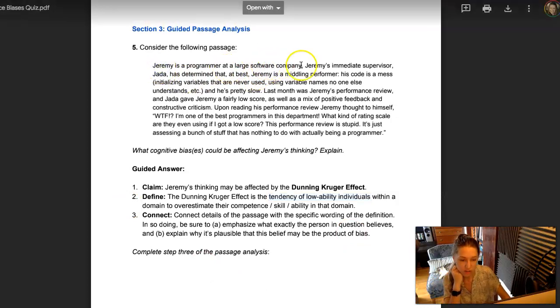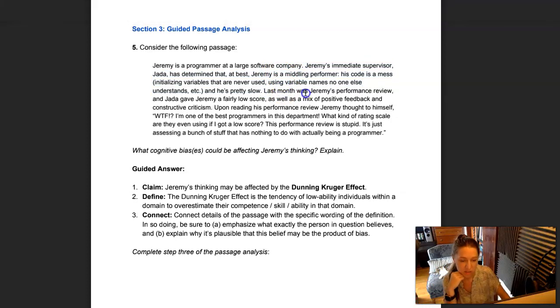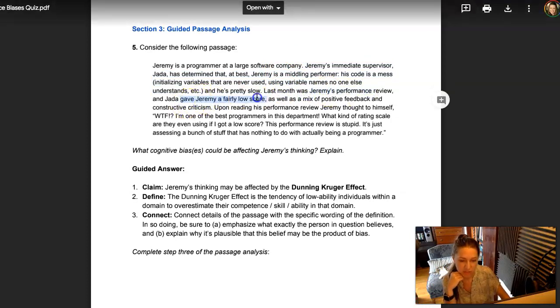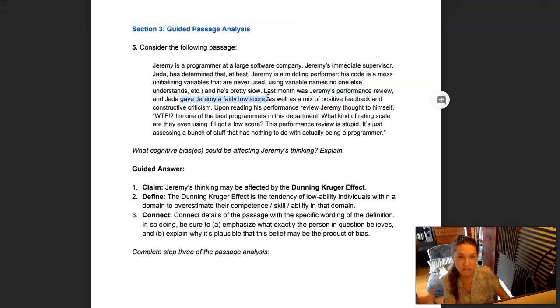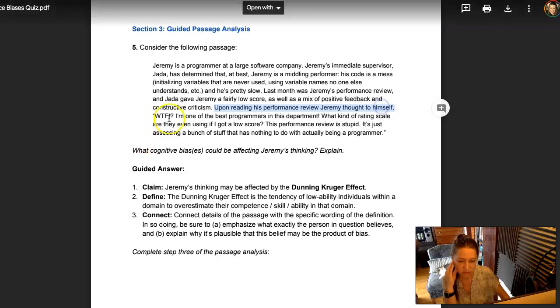Jeremy's a programmer at a large software company. His immediate supervisor, Jada, has determined that, at best, Jeremy is a middling performer. His code's a mess, and he's pretty slow. Okay, so we're already having some evidence that he is a middling performer. He doesn't have a high level of skill at something in particular. Okay, last month was his performance review, and Jada gave him a fairly low score, so another piece of evidence that's related to the other one, just that he's underperforming or not at a high level of skill in some domain, programming.